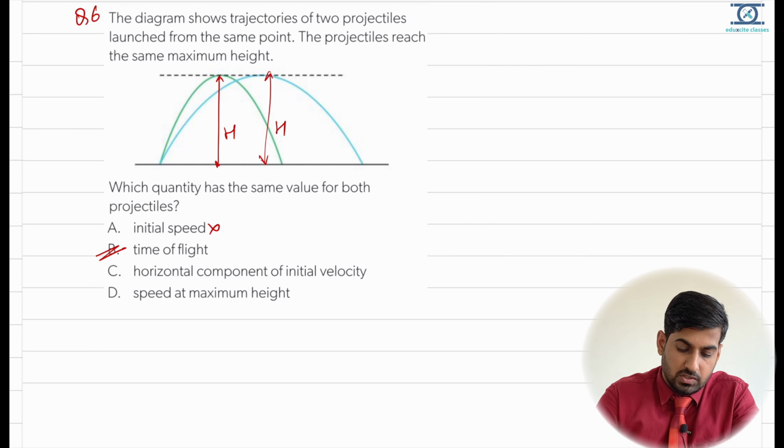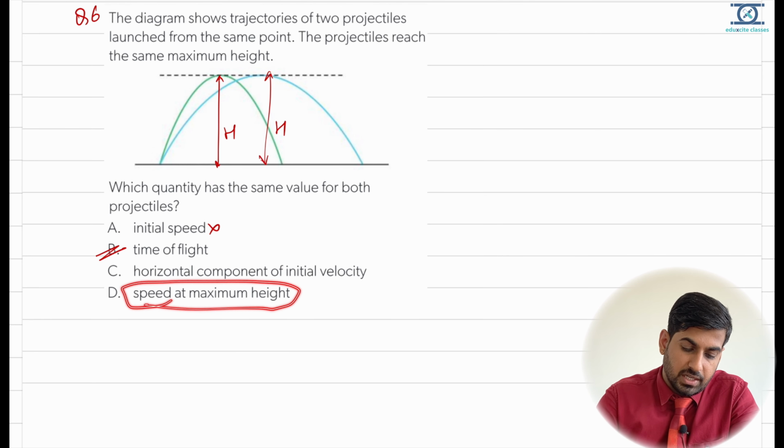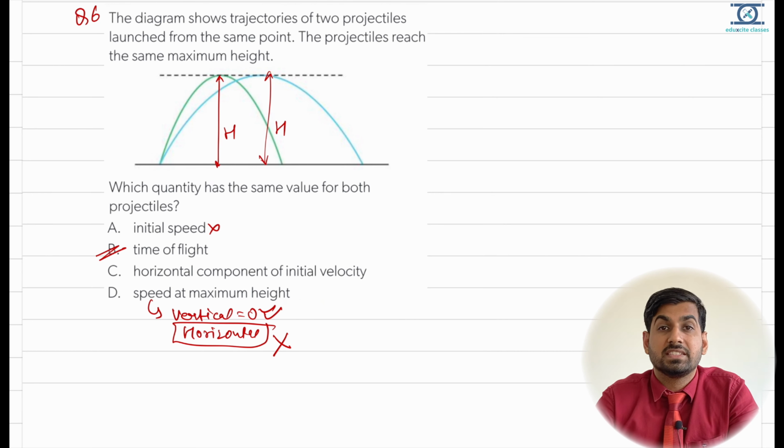Horizontal component of the initial velocity: no, if theta is different, then the initial velocity component will be different, and if the initial speed is different, then C will also be different. Speed at maximum height: guys, this is the speed which covers the vertical as well as the horizontal. I know the vertical component will be 0 at the top, but the horizontal component is different. So the speed will be different for both.